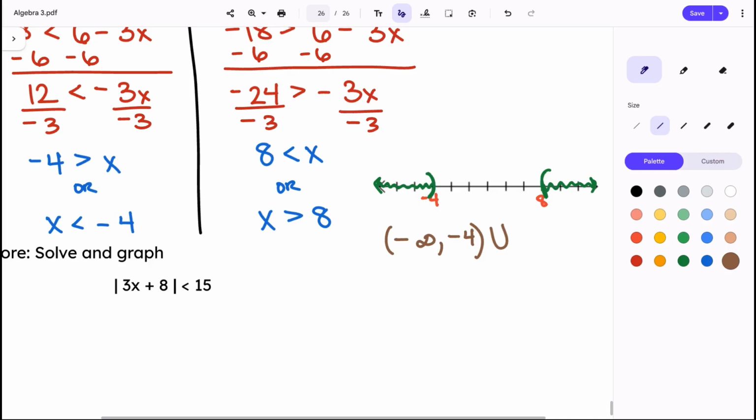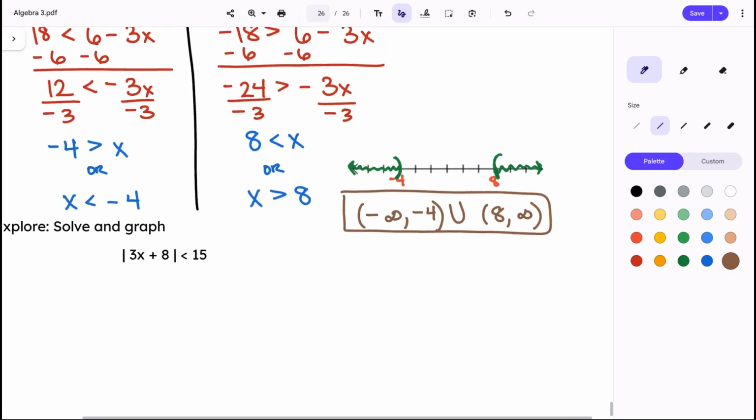And how would I write the other side? 8, infinity. If they're going towards each other, then I would just write it as negative 4, 8. And they would just have parentheses going the other way, and the shading would be going towards each other, like we saw in that last example.